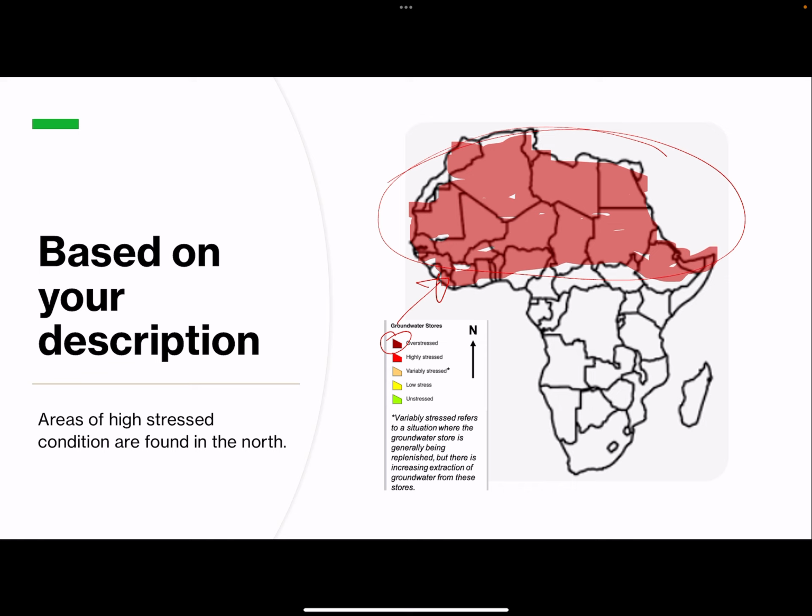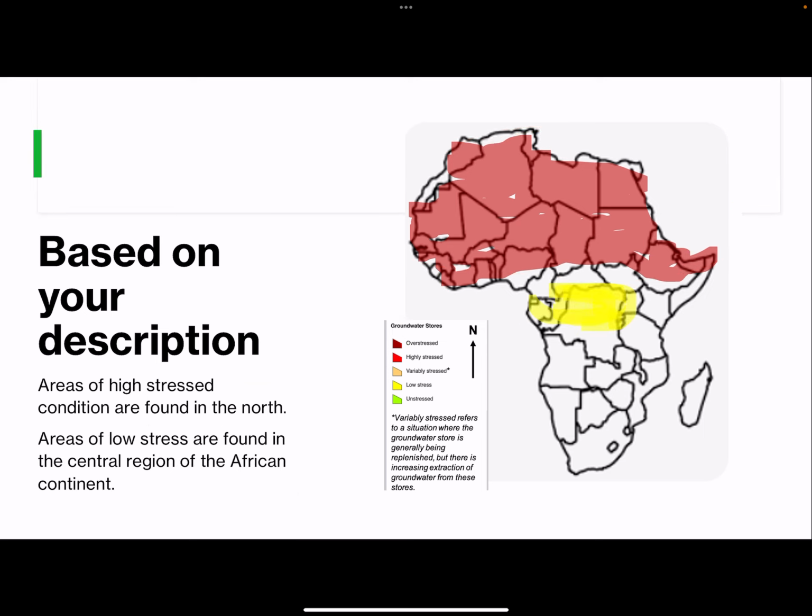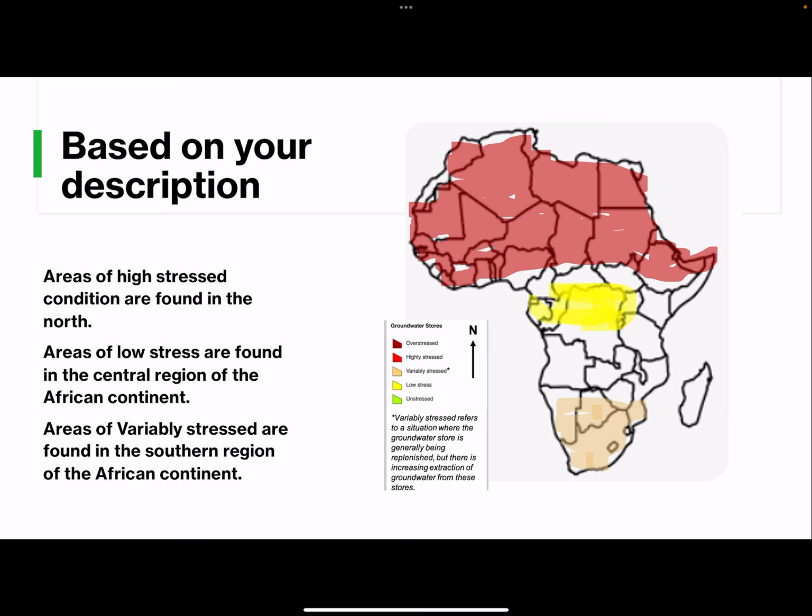Make sense? Okay, take a minute to look at this. Later we will do a side-by-side comparison of our shaded version versus what we originally were looking for. Areas of low stress are found in the central region. Why did I pick this out? Because probably it jumped out at me. I feel that this is important. It shows the variety and movement of the distribution of all these things, and so I have now given more clarity. And finally, areas of variable stress are found in the southern region.